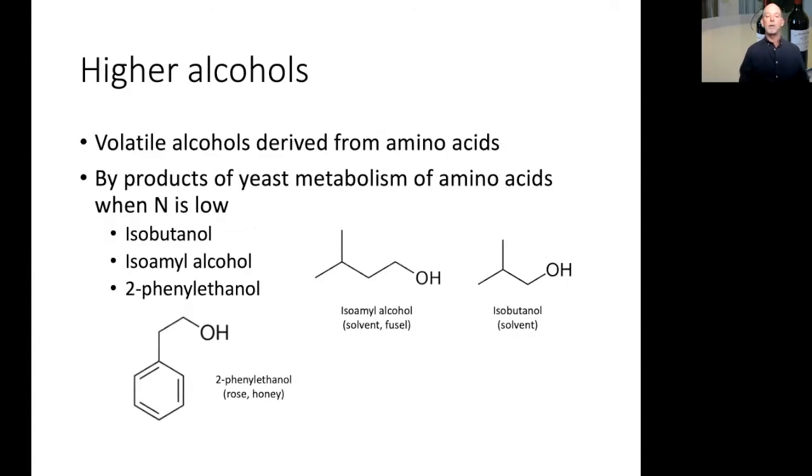There are higher alcohols. We have volatile alcohols that are derived from amino acids. They're byproducts of the metabolism of amino acids when nitrogen is low. There's isobutanol, there's isoamyl alcohol, and there's 2-phenylethanol, to name just a few. The 2-phenylethanol can give a rose or honey aroma. The isoamyl alcohol is often described as solvent or fusel. And again, the isobutanol is more of a solvent aroma.